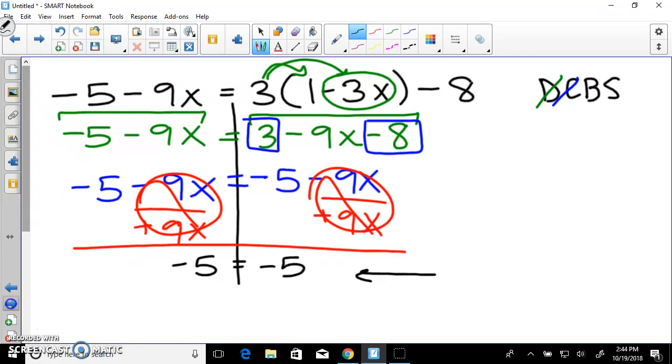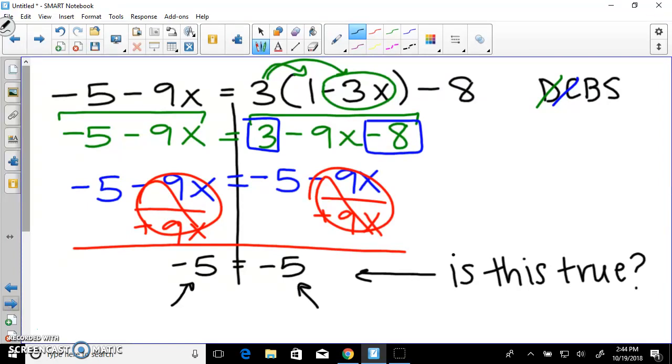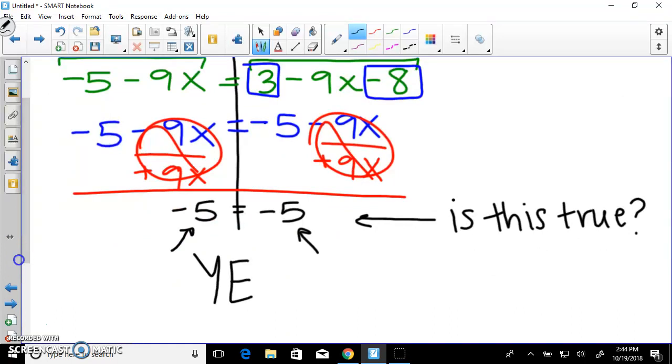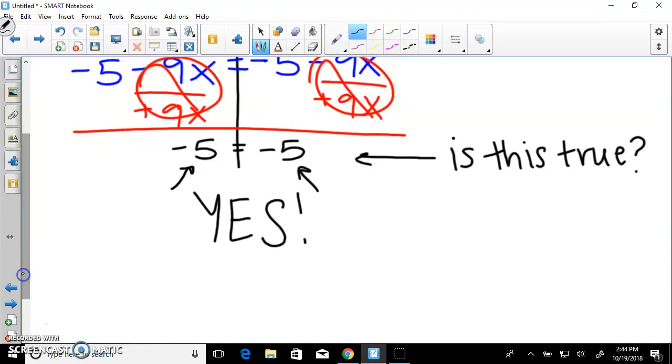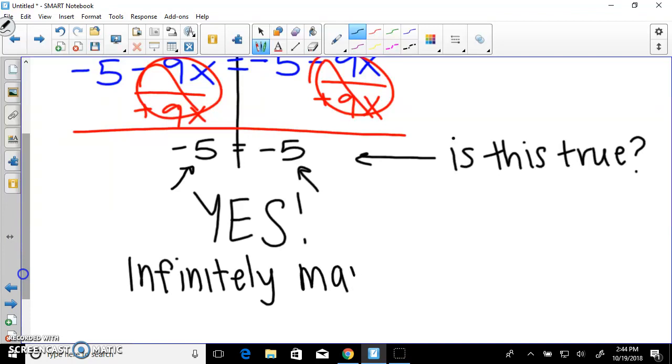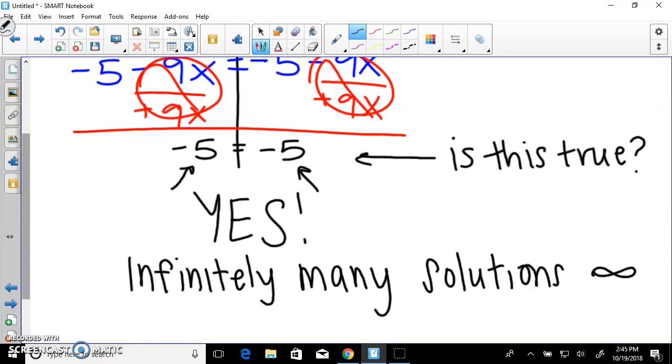Okay. So I want us to ask ourselves that same question. Is this true? Remember the last one we had was like negative 4 equals negative 2, and we said, is it true? No. Is it true that negative 5 equals negative 5? Well, in this case, yes, absolutely. Yes, this is true. So if it is true, that means that it's infinitely many solutions. Or we might just write it as the infinity symbol. Okay, infinitely many solutions.